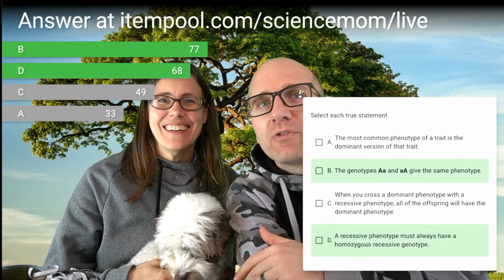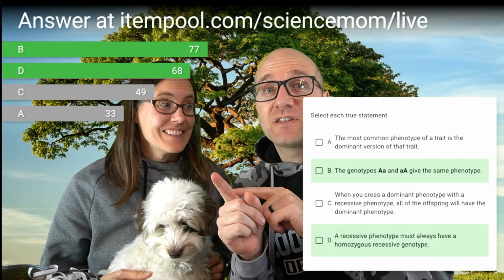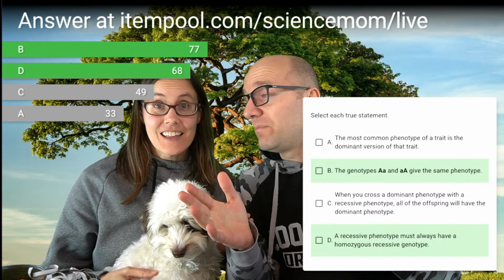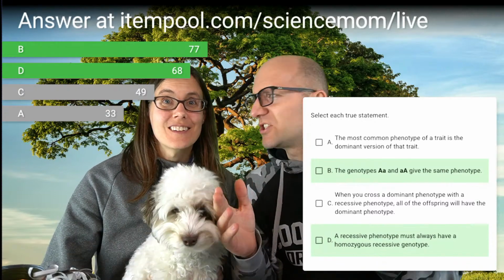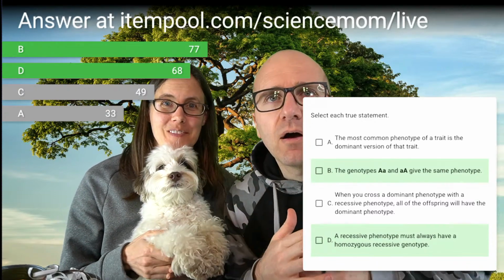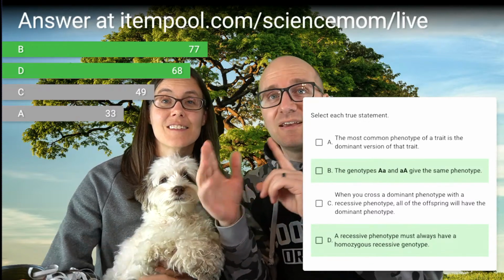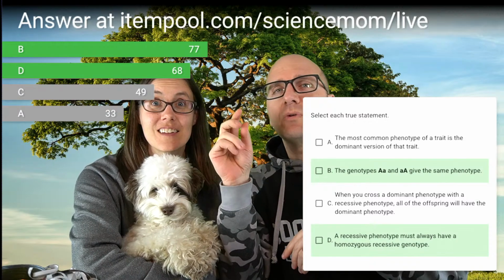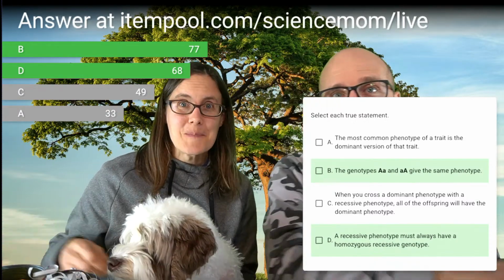So going over those answers really quickly. The most common version of a phenotype doesn't necessarily have to be the dominant trait. Often it is, but not always. Think of the Munchkin cats. Yep. And then the other wrong answer was that dominant cross recessive doesn't always give you a dominant phenotype. Instead, if the dominant one is a carrier, you might indeed get the recessive phenotype. Yep. All right.